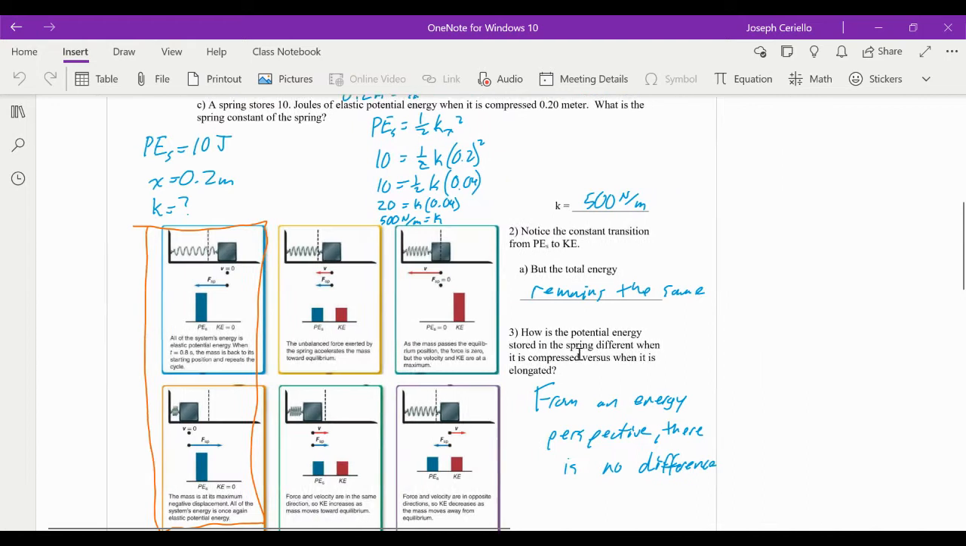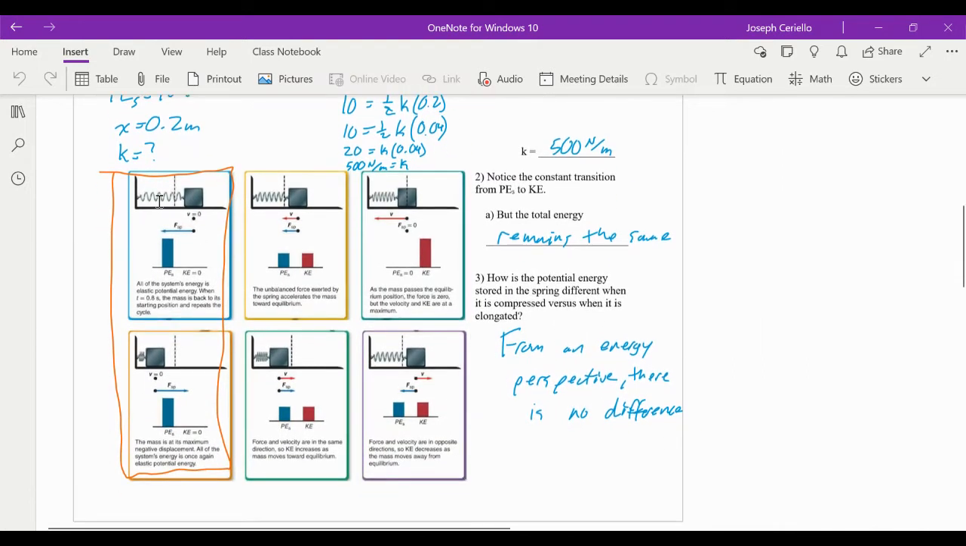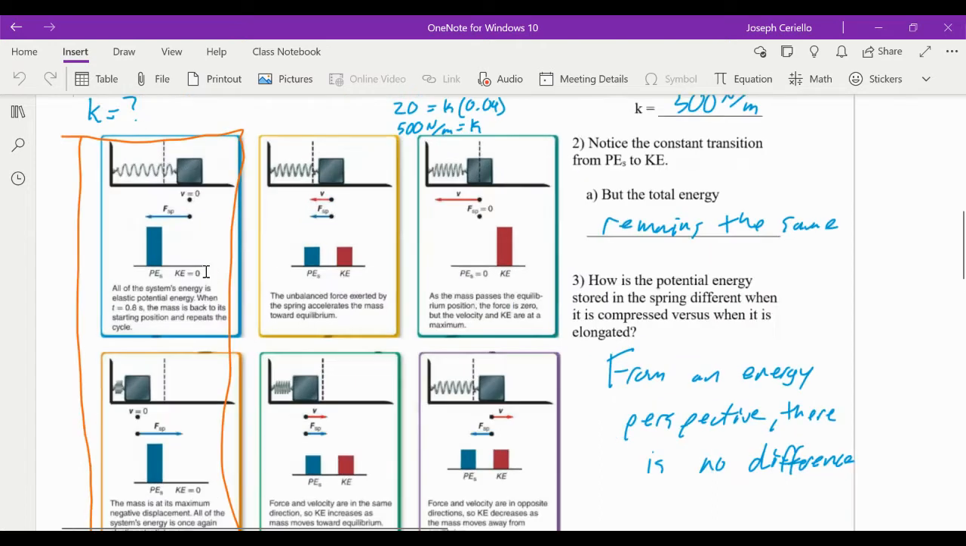Now for this one, here's a spring going back and forth, or a mass going back and forth on a spring. Try to imagine it moving back and forth on the spring, oscillating. So notice how the total energy of the system is the same the whole time. Whether the energy is potential in the spring or kinetic, it's going back and forth and always equals the same total number.